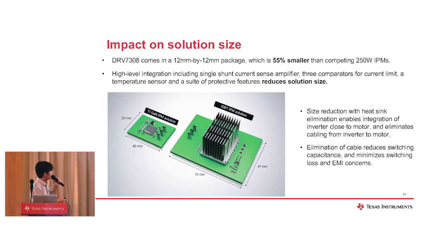Okay, this is the solution side information. This is a comparison between the two solutions, the TI GaN IPM and the IGBT IPM. You can see there is a big difference between the size of the two designs at the same level of output power. You don't need the heat sink with the GaN, and because you don't need the heat sink, the size and weight of this design is lighter and smaller.